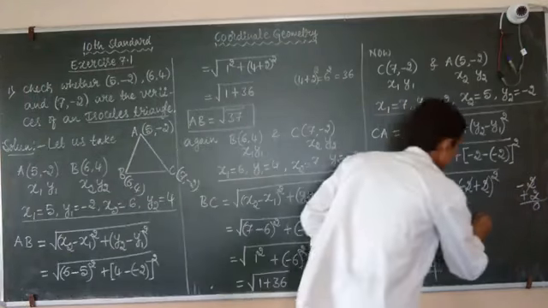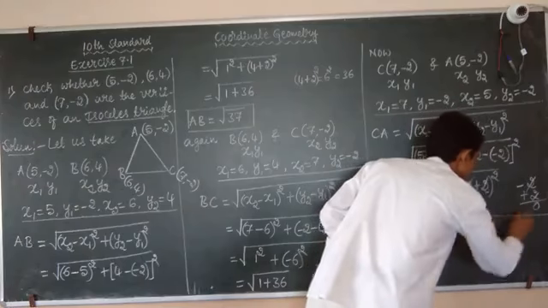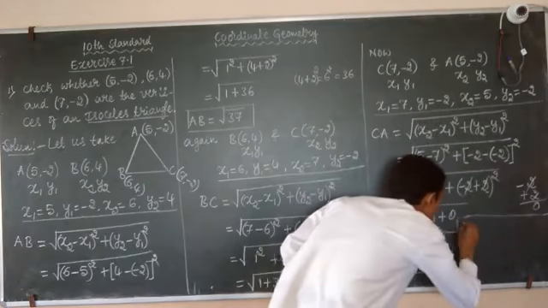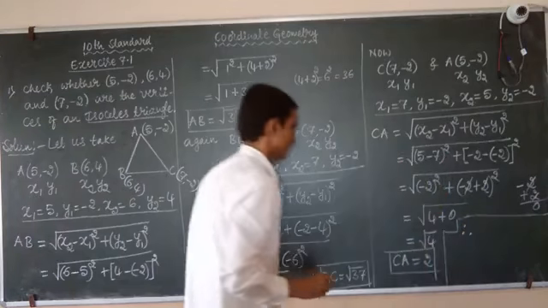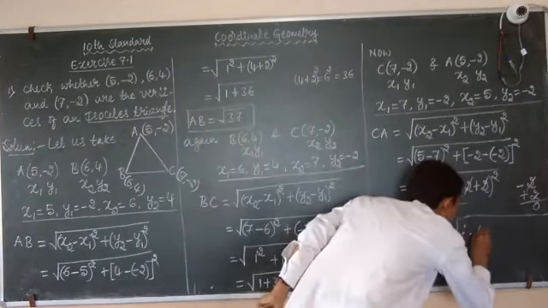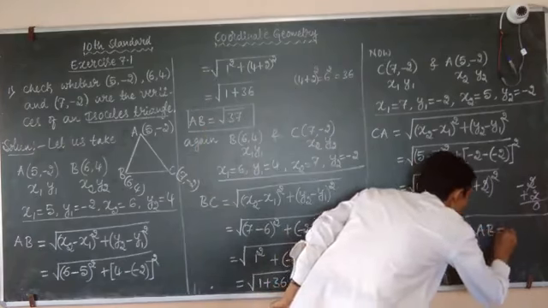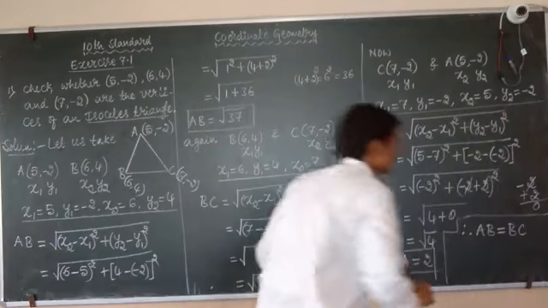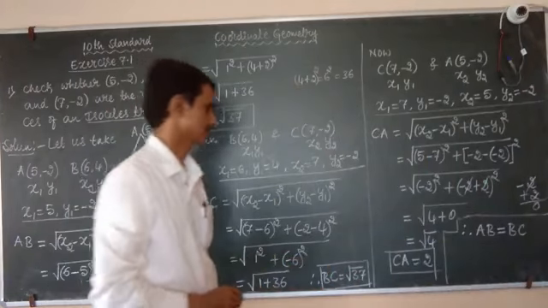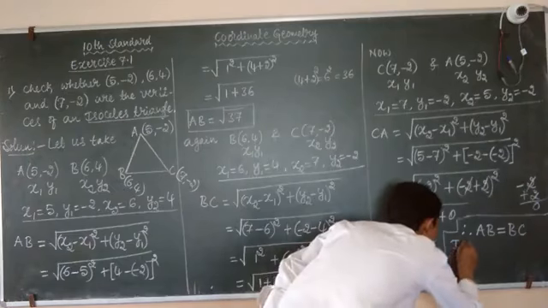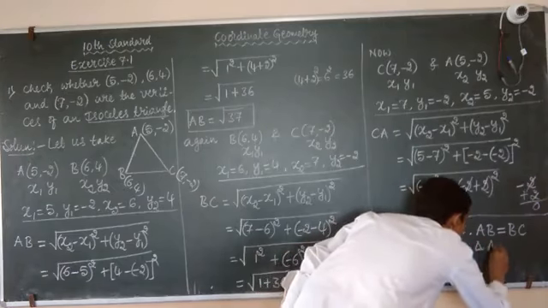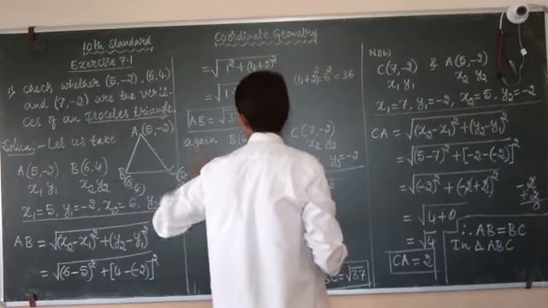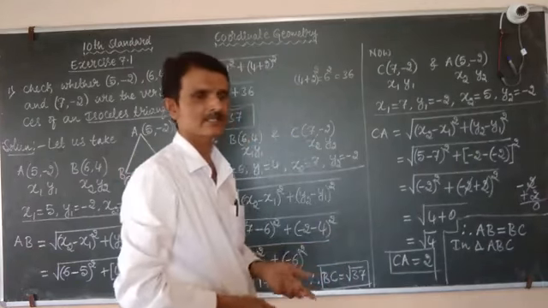So we will write here. Therefore, AB equals BC in triangle ABC. In a triangle, you can write it generally also.